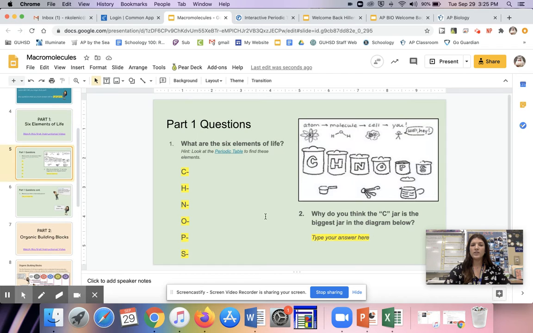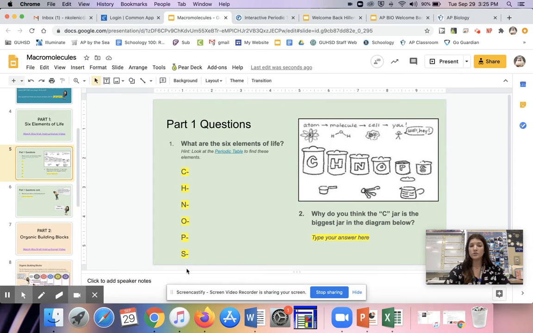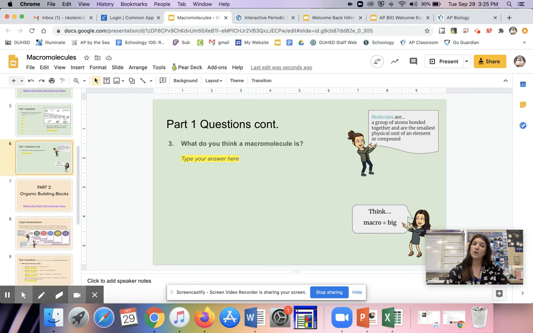So in part one, you're just telling me what these molecules represent by looking at a periodic table. When we look here, you're going to find C. We see the name is carbon, and we're going to write it here. Now you're going to do it for all the rest of the letters. Then you're going to answer questions 2 and 3, and you're done with part 1.